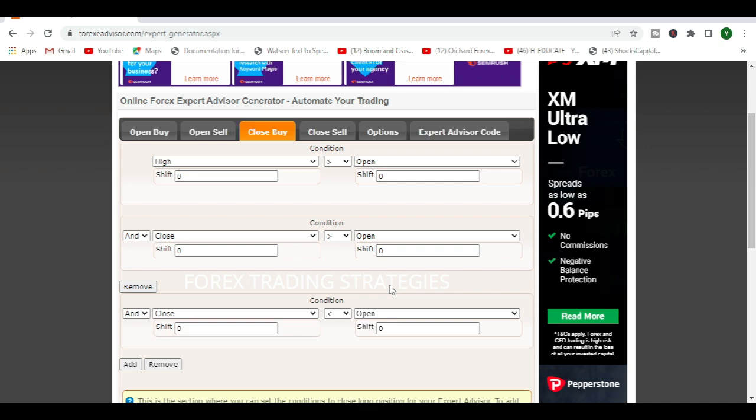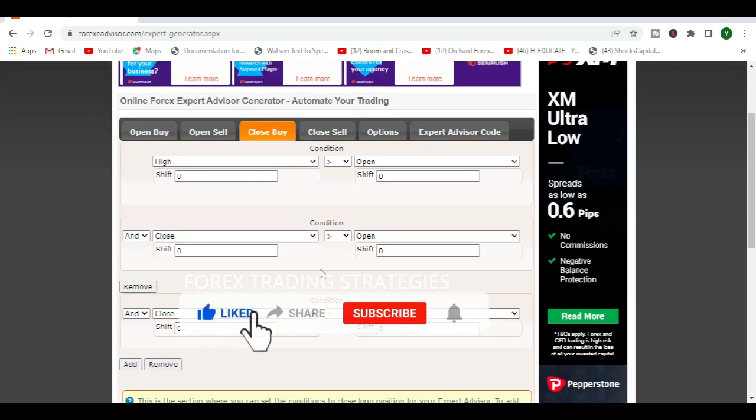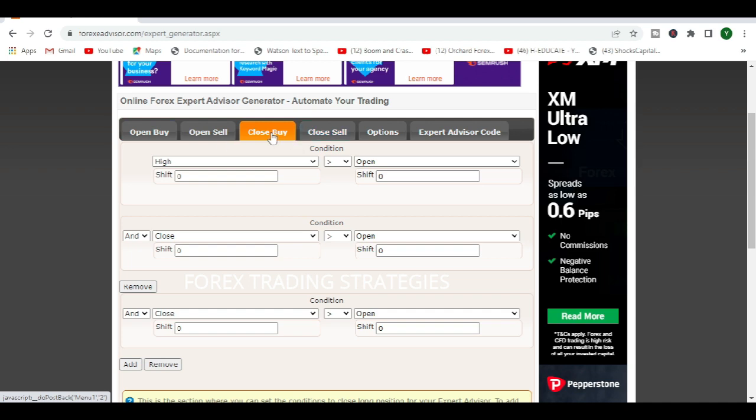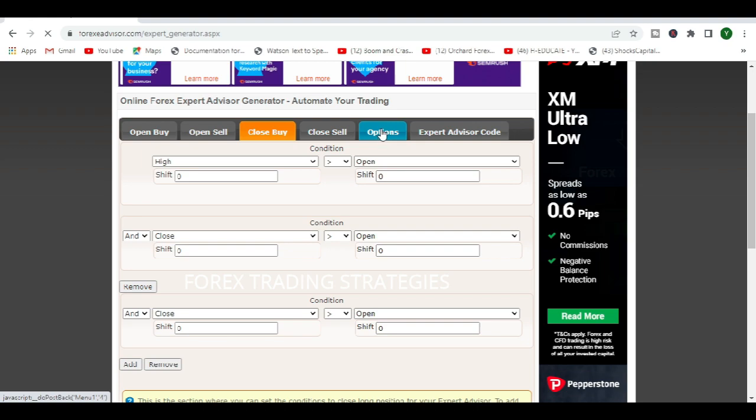Does this mean that this robot is going to work? Nah, I don't know. It's just a concept that I'm trying to put into a robot, and you, by the way, are learning something as well. Okay, so we have a buy condition and how to close our buy condition. Again, if you are missing anything, if I'm talking too fast, please rewind the video and see if you can understand what I'm saying. Then we go to options.